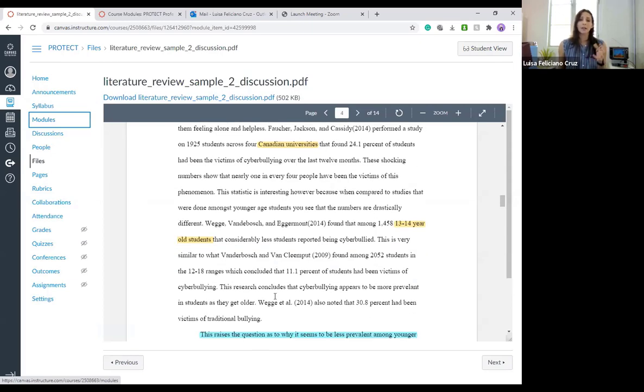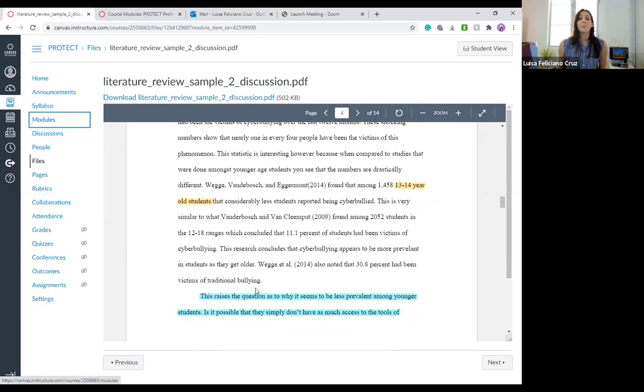So that's important that we talked about the current trends. So it's important that our sources are recent. And usually it's recommended that they shouldn't be more than 5 years old.